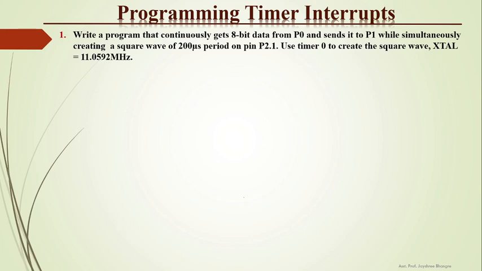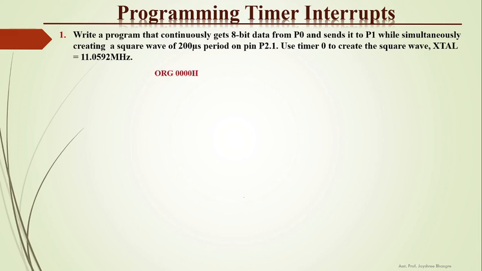And while doing this, simultaneously we have to generate a square wave of 200 microseconds period on pin P2.1, and we have to use timer 0 to create the square wave, and the crystal frequency is given. So we have already studied how to calculate the value which we have to load into these timer registers to generate the square wave of 200 microseconds. So that's why I have skipped that calculation and directly written the program.